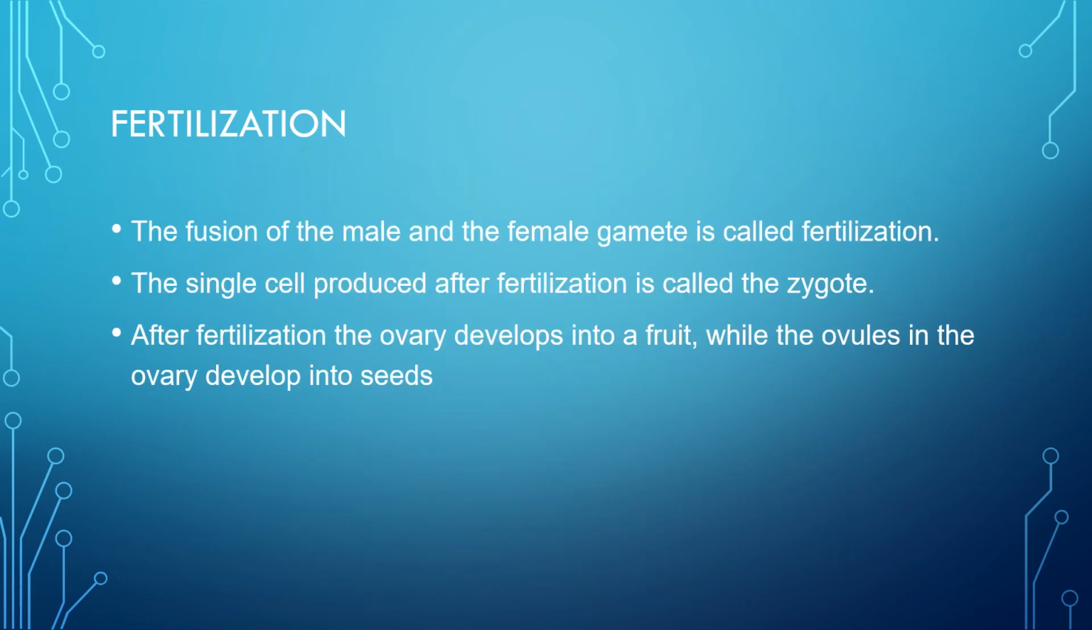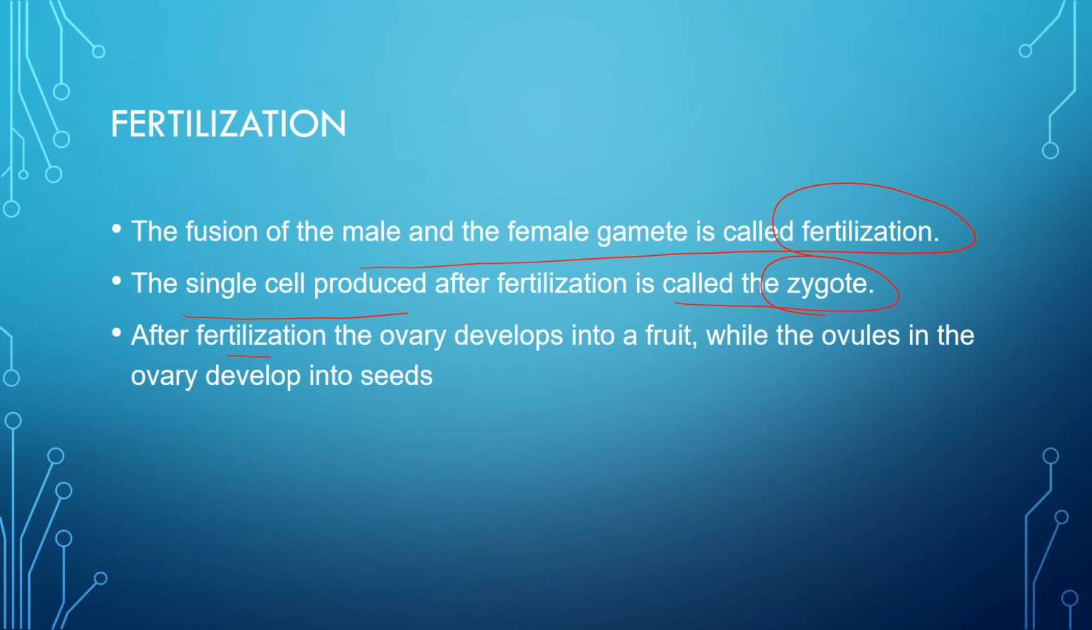Now what is fertilization? I have told you in the earlier video. Fertilization is the fusion of the male and the female gamete. So that is called fertilization. After fertilization, the single cell which is produced, what is it? That is called the zygote. The single cell produced after fertilization is called the zygote.